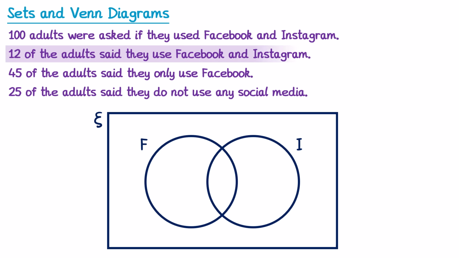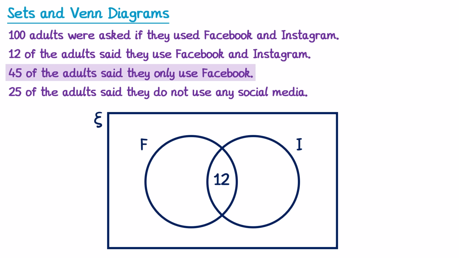So we know that 12 of them said they use Facebook and Instagram. That must be the overlapping section in the middle, so we can place 12 right in there. Then it says that 45 of the adults said they only use Facebook. Now the word only here is really important. If they only use Facebook, then they don't use Instagram.